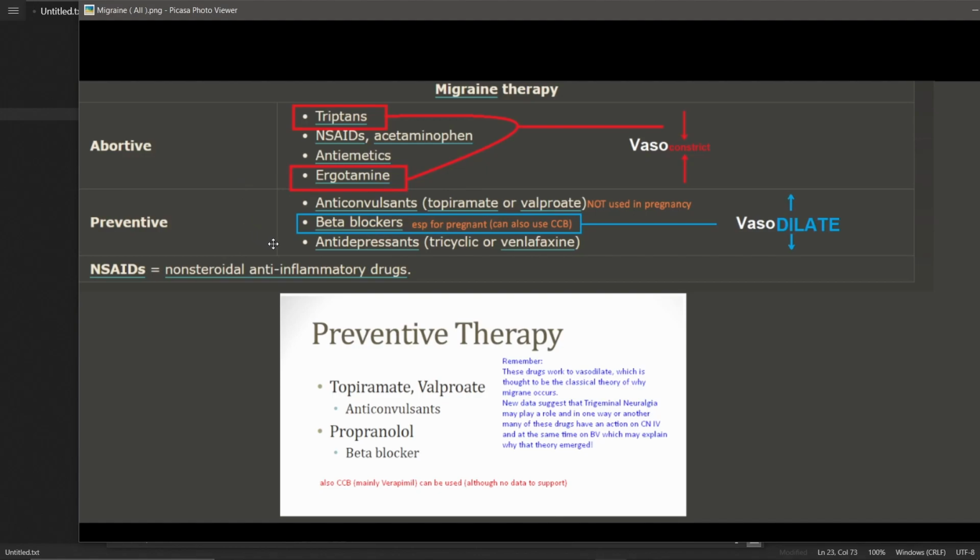New data suggests that trigeminal neuralgia may play a role in migraine, and the perceived mechanism of action is only coincidental: these drugs also have an effect on trigeminal neuralgia, but at the same time they have some effect on blood vessels. So the traditional theory emerged that it might be a case of vasodilation first, then vasoconstriction.